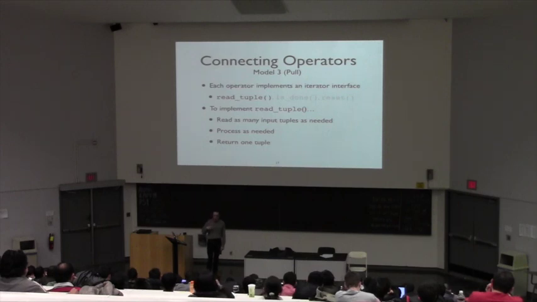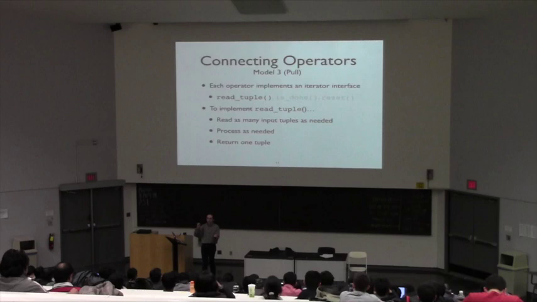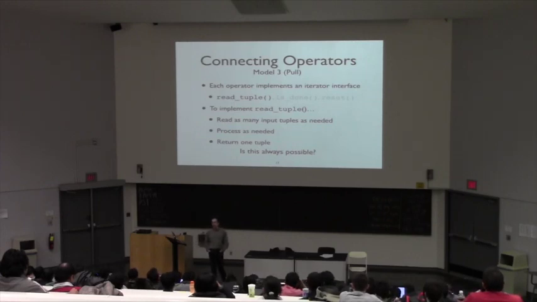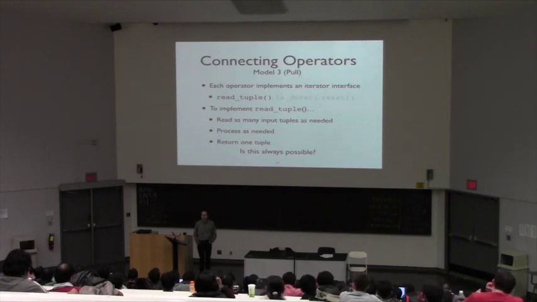an iterator interface. Basically every operator is implemented as precisely one function, generate tuple. And the operator has access to all of its inputs, and every time read tuple is called, you read however many input tuples you need to read, you do whatever processing you need to do, and then you return exactly one tuple. Now, this approach uses the least amount of work possible to generate one tuple in general, but is it always possible to use this? Well, the short answer is that there are certain classes of operators that we'll discuss today where this is actually not possible.